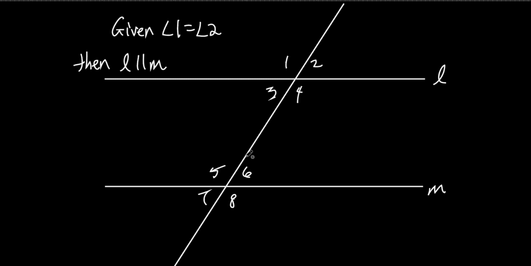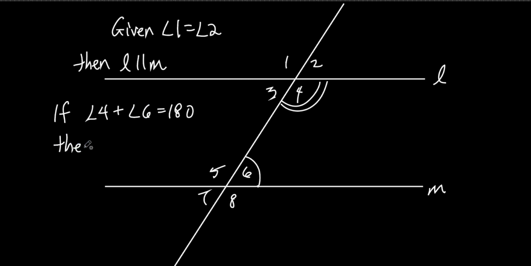And we had one more. If the consecutive interior angles are not equal, but supplementary, so if angle 4 plus angle 6 equals 180, then the lines are parallel. So line L would be parallel to line M. You with me on this?